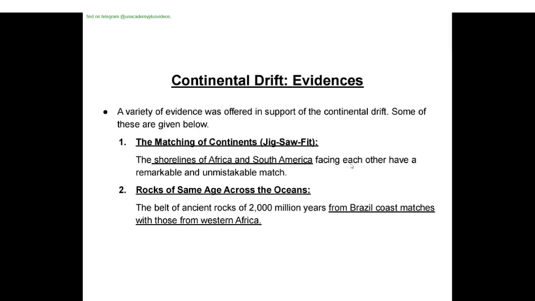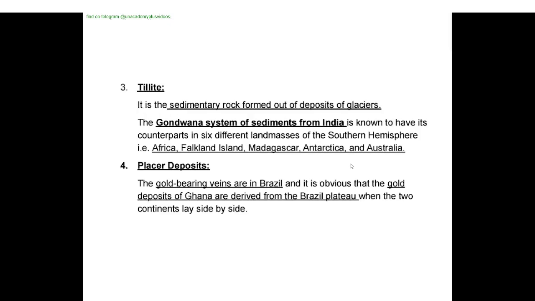Continental drift evidences. A variety of evidence was offered in support of the continental drift. Some of these are given below. The matching continents jigsaw fit. The shorelines of Africa and South America facing each other have a remarkable and unmistakable match. Second, rocks of the same age across the oceans. The belt of ancient rocks of 2000 million years from the Brazil coast matches with those from Western Africa.